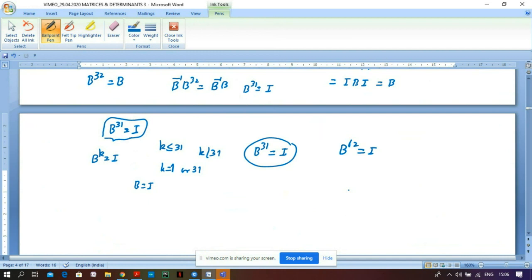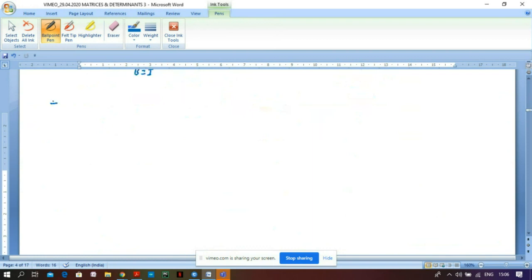Next, let me do a simultaneous matrix equation. So we'll call it simultaneous matrix equation.